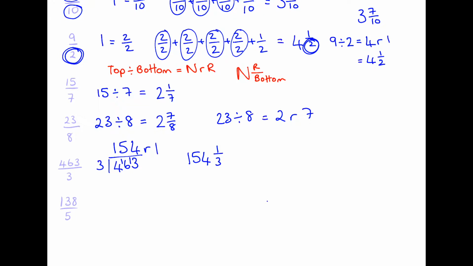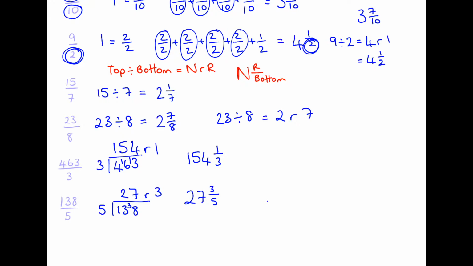Okay, same sort of idea here. We're doing top divided by bottom. So 138 divided by 5. 5 into 13 goes twice, remainder 3. 5 into 38 goes 7 times, also remainder 3. So the answer here is 27 and 3/5.